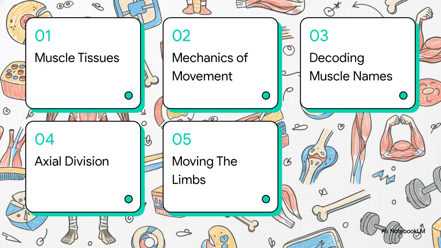Okay, let's dive into this. Here is our roadmap for today. We're going to start at the cellular level with muscle tissues, work our way through the mechanics of movement, decode some of that crazy anatomy jargon, and then finally map out the axial and appendicular divisions of the body.